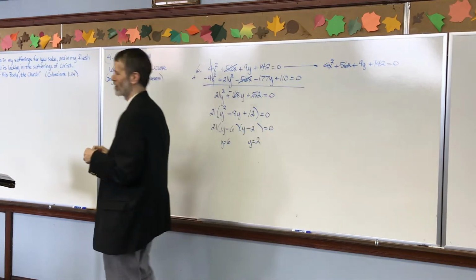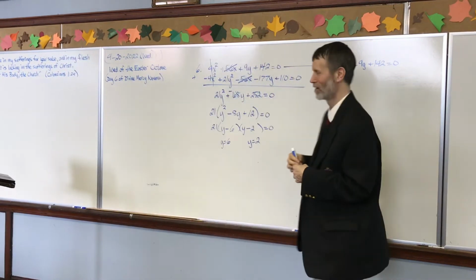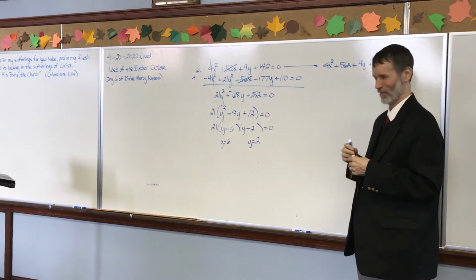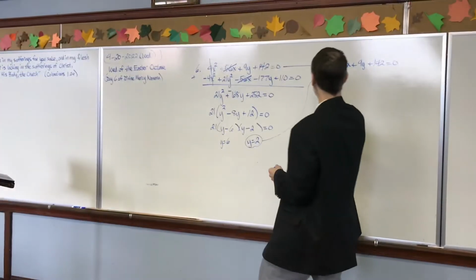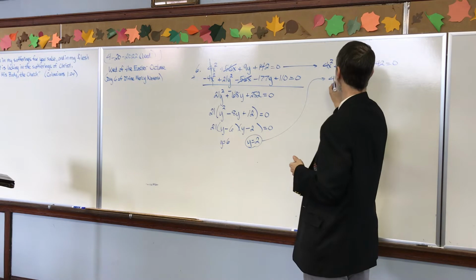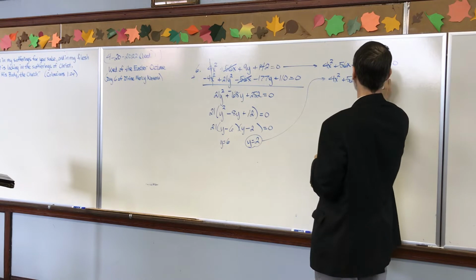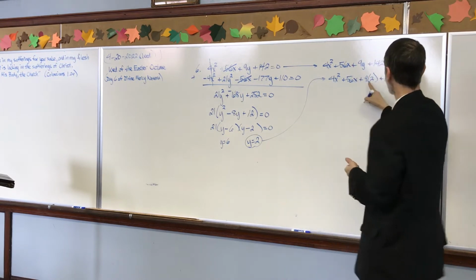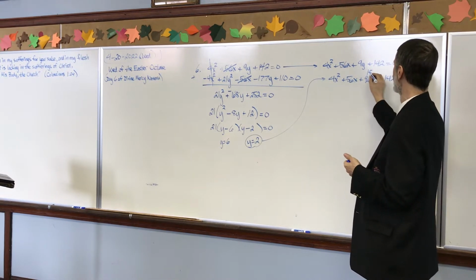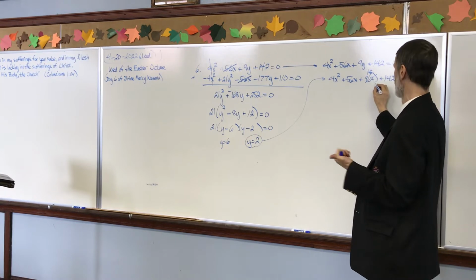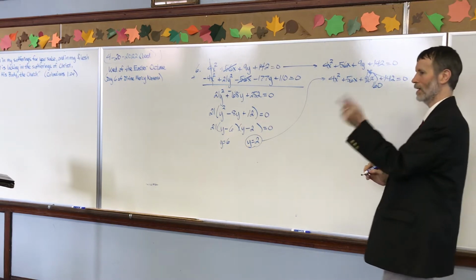So which one do you want to try first? Becca? Y equals 2. Okay, try y equals 2. 4x squared plus 56x plus 9 times 2, plus 142 equals 0. What's 9 times 2? 18. And what's 142 plus 18? 160. Okay.